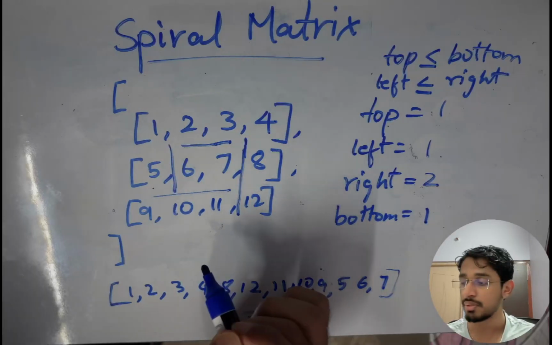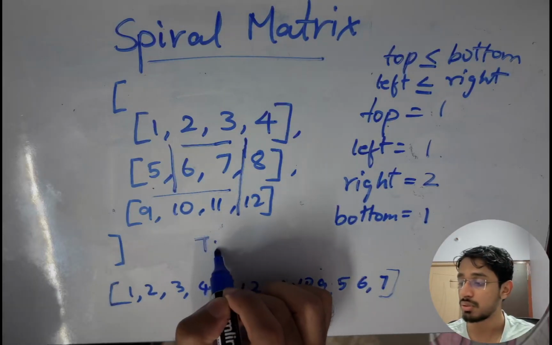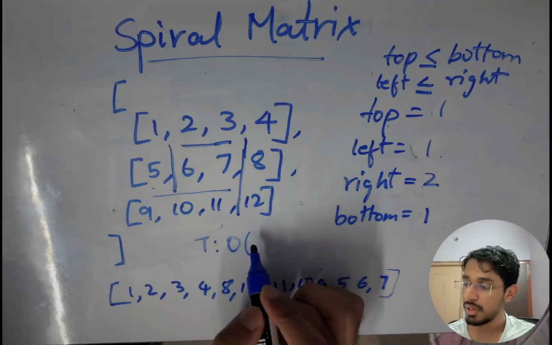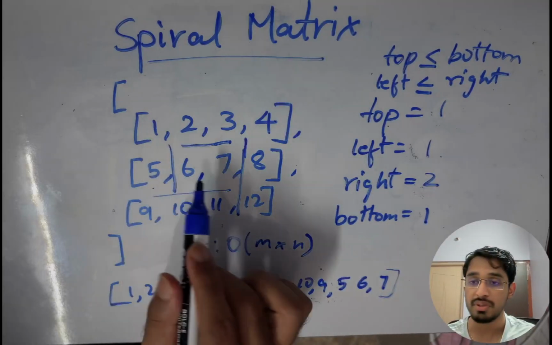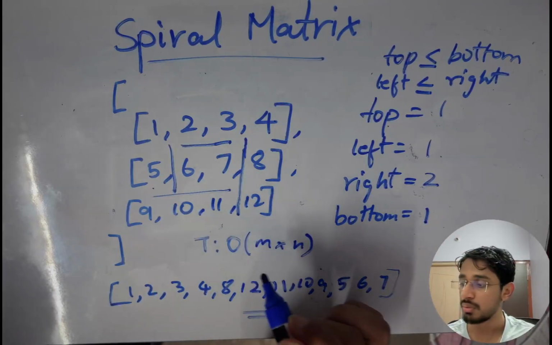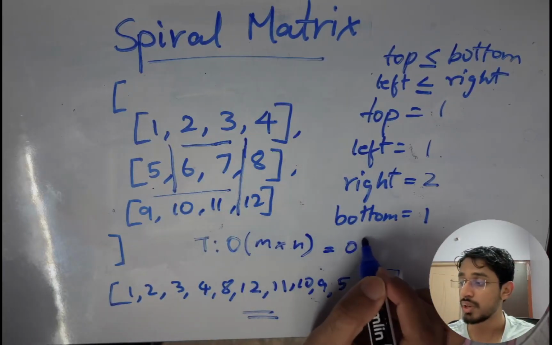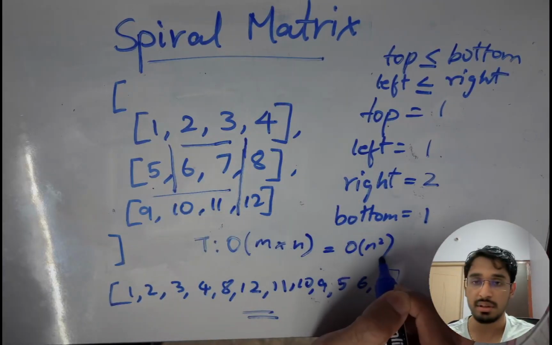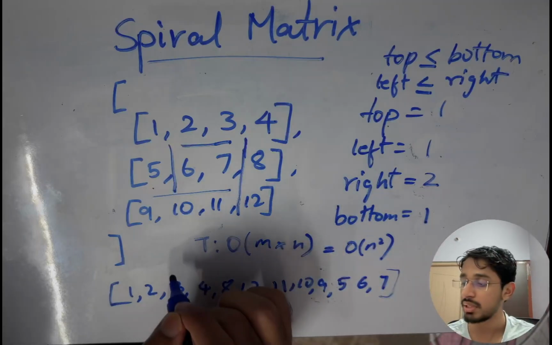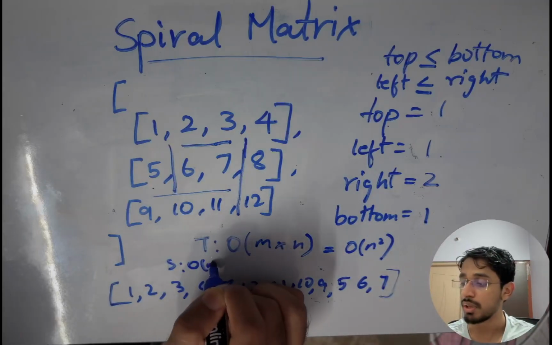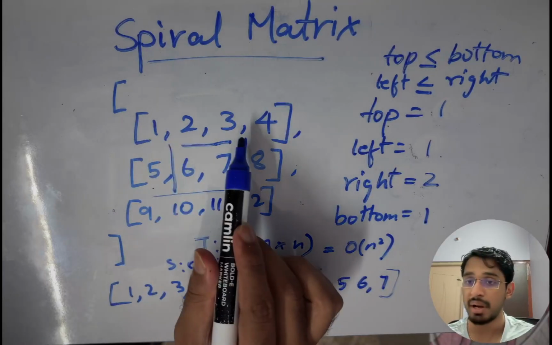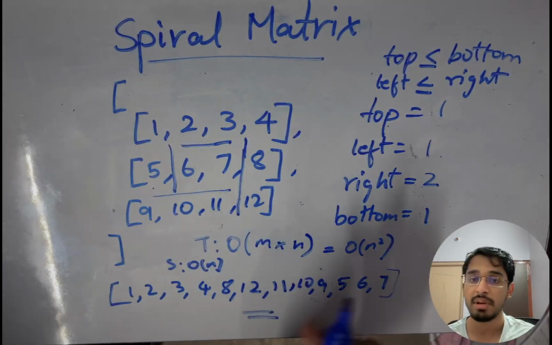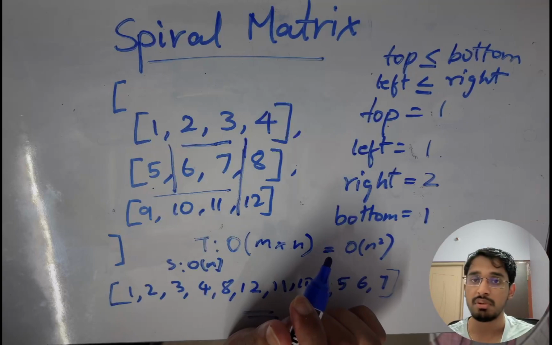What is the time complexity involved? That is O of m into n, where m into n stands for the dimensions of this 2D array. That would still constitute O of n square. So this is the time complexity. And what is the space complexity? It is O of n, since we have all the numbers from our given matrix within our results array. So this is the solution for the problem spiral matrix.